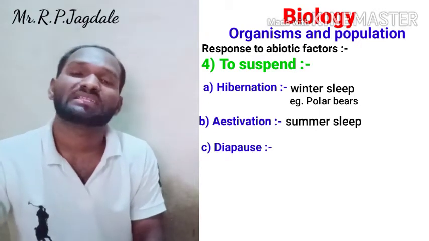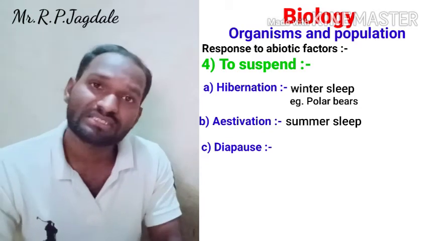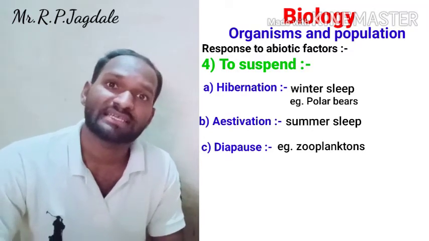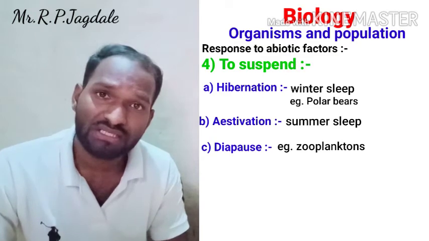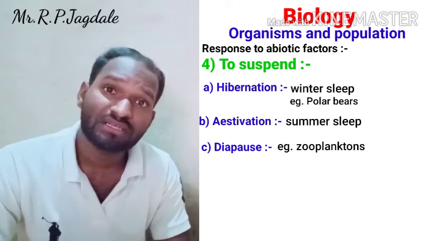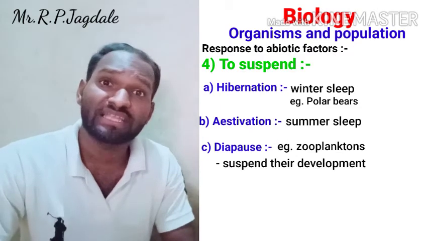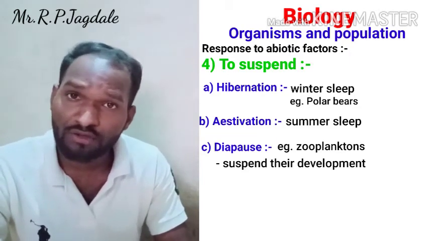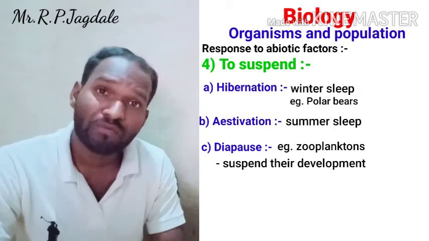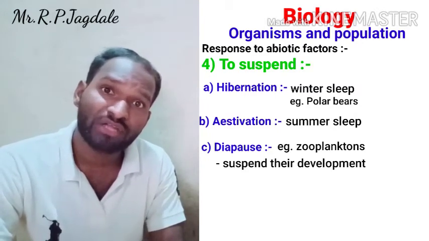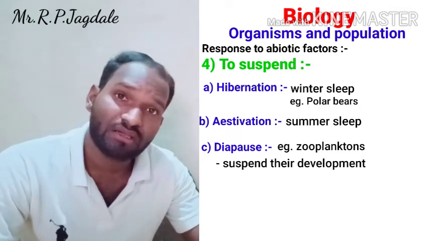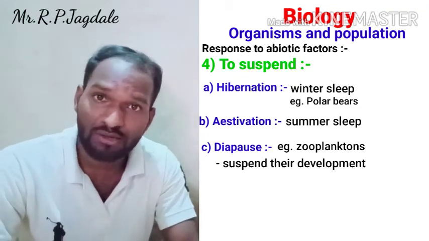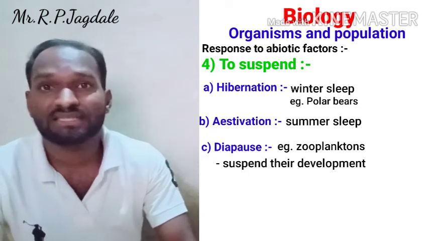The third part is diapause. It is a somewhat different condition. The examples are some zooplanktons. In diapause the development is totally stopped or suspended. That means zooplanktons in unfavorable conditions go into diapause. Whatever life stage they are in when they go into diapause is the same when they come out from diapause. So they stop their development in diapause, that is in the zooplanktons.